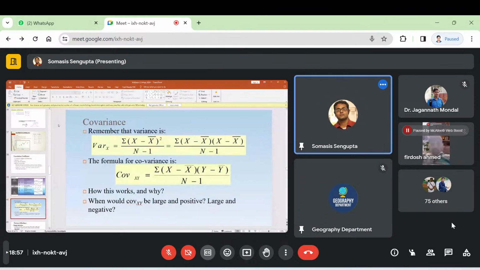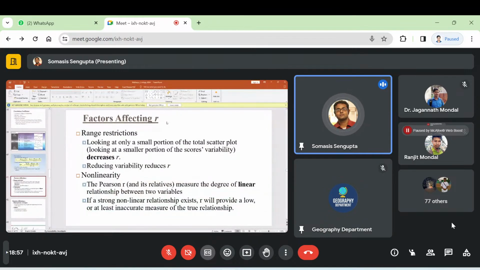These are the formulas. I will be giving this PPT in PDF form to the organizers. Since I do not have time, you can easily get the formulas from there. So what is important here is, what are the factors that affect the R? R is basically Pearson's correlation, or you can say correlation coefficient, because on the basis of R, you say whether there is any relationship. First of all, the first important factor is the range.